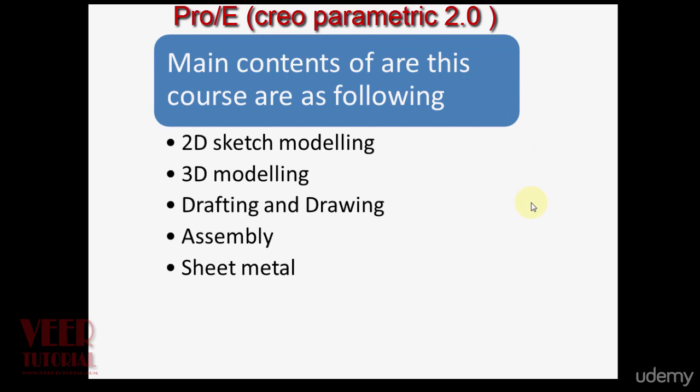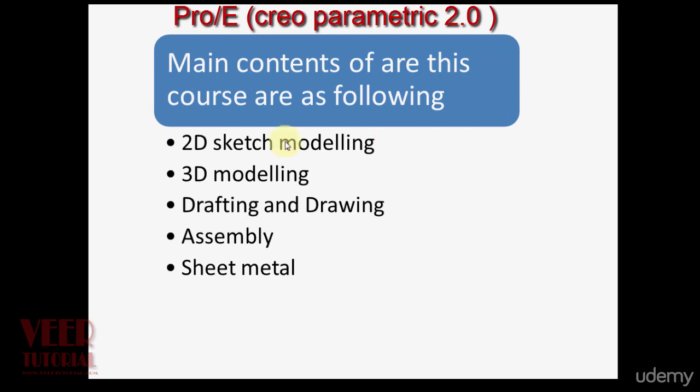The main content of the software: the first is 2D sketch modeling. In this chapter, you will learn to create 2D sketches like line, circle, ellipse, arcs, etc., and also some advanced features like dimensioning and mirroring or offsetting the sketches.